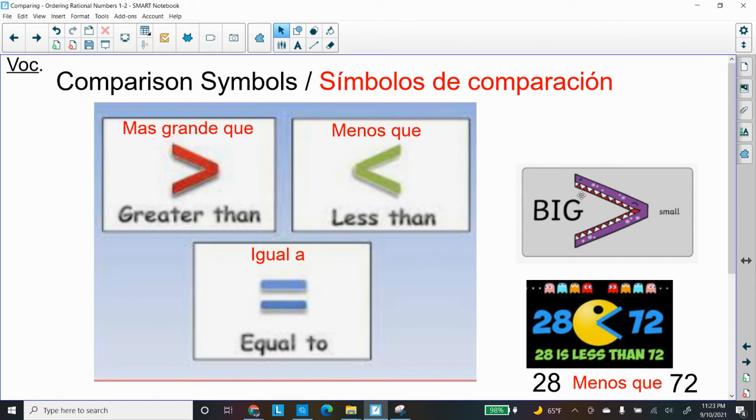So for the less than symbol, the greater than symbol, it's like an alligator is going to be eating the big number, and the small side is on the other way. Here's a Pac-Man symbol where 28 is less than 72. So Pac-Man is eating 72 because 72 is bigger. So 28 is less than 72. So these are some symbols we're going to operate with in our work. So let's go.